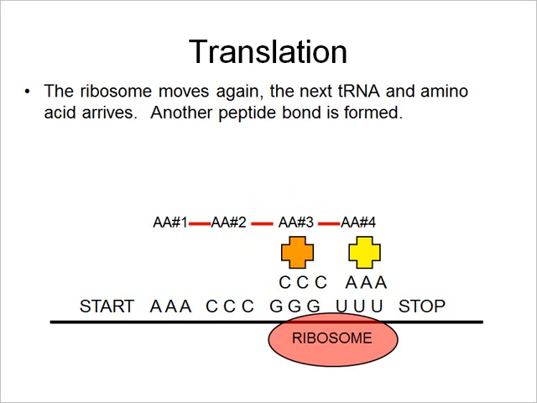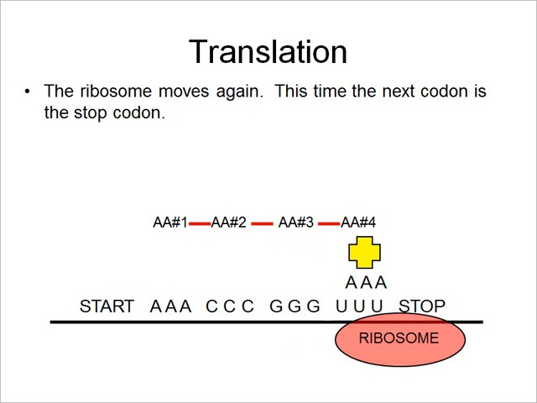And then our second transfer RNA is released. The ribosome moves over 1 codon. The transfer RNA with the appropriate anticodon arrives. A peptide bond is formed, and the previous transfer RNA is released. This process continues down the length of the messenger RNA molecule until the ribosome encounters the stop codon. The last transfer RNA is released, and also released is the completed polypeptide.